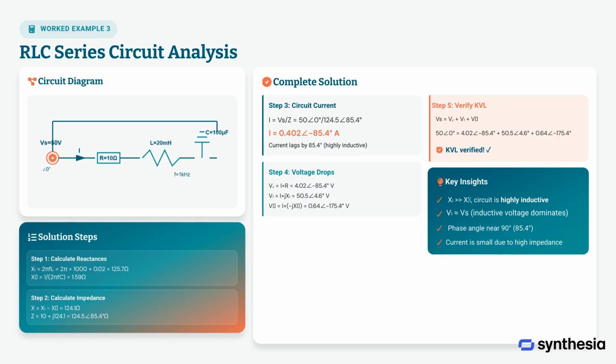When we add all the voltages together, the result equals the source voltage, again confirming KVL in AC circuits. In this example, we can also observe how the circuit behavior depends on whether inductive or capacitive reactance dominates.